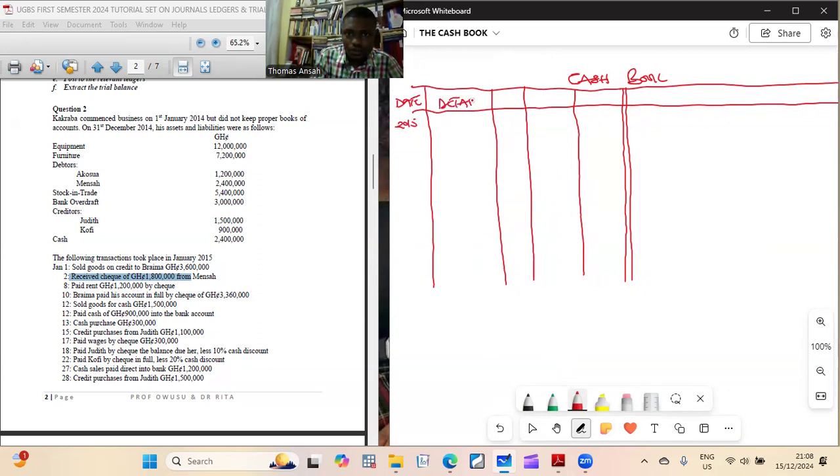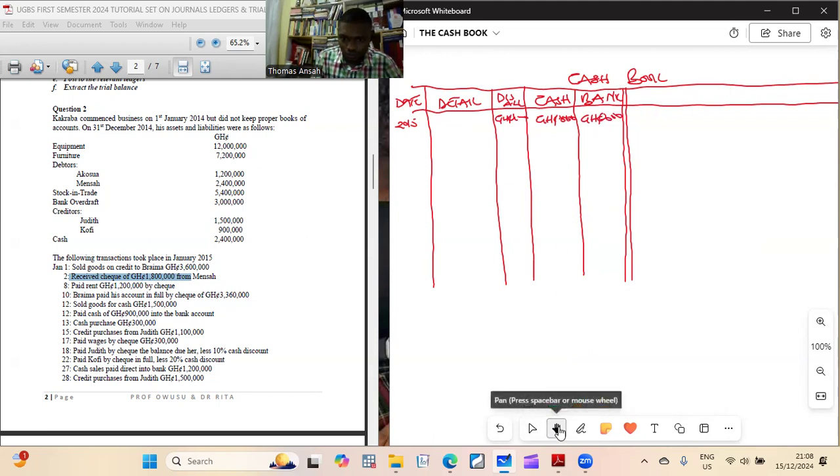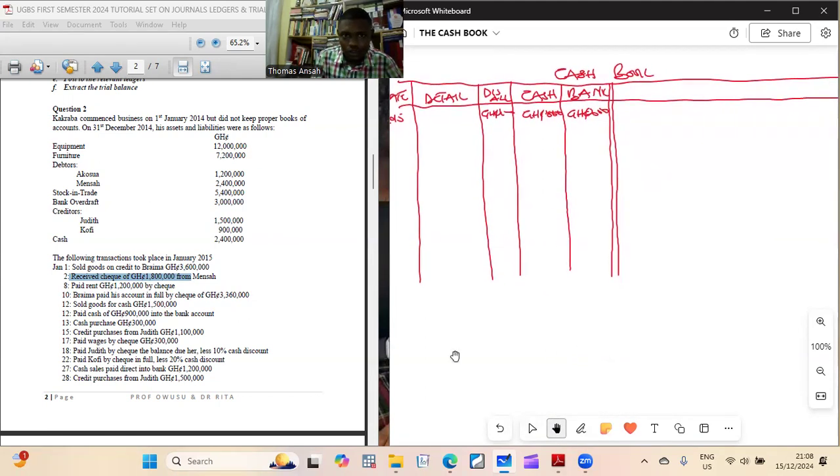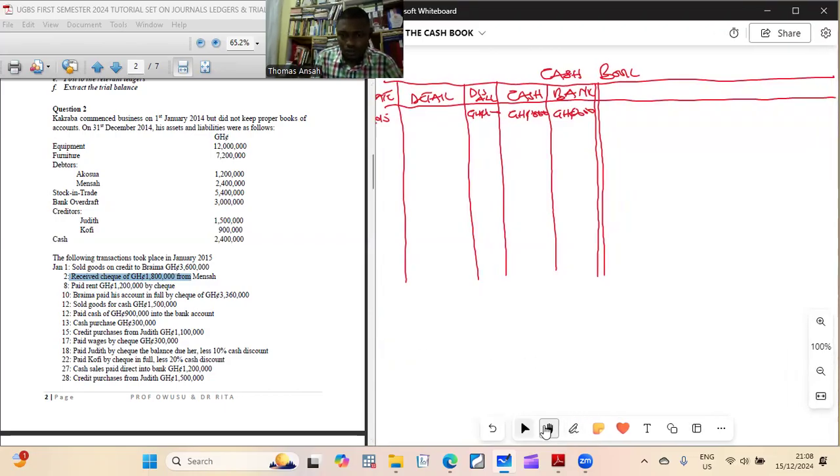Details, discount allowed, cash, and bank. So I'll put my CD sign with my 3 zeros, CD sign with 3 zeros, CD sign, 3 zeros. Let me shift here small. Okay.